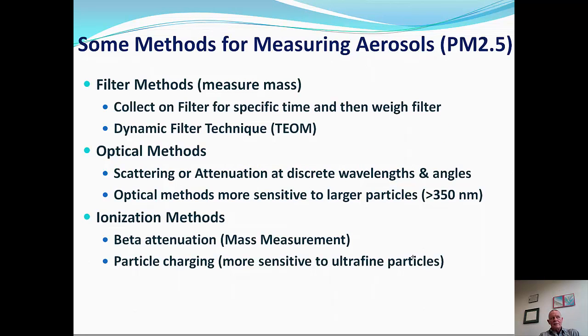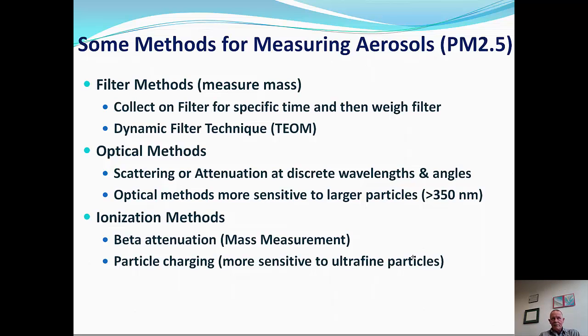The standard technique, since most of the data is in terms of mass, are filter techniques, where you actually collect the particulates on a filter. You weigh the filter before, you weigh it after. The difference is how much mass has been deposited, and you know the time and the flow rate at which you collected the sample, or you should, and from that you can calculate the mass concentration over a certain period of time. That's more or less a static technique because you have a filter in place, and then you have to wait till the end to see the results.